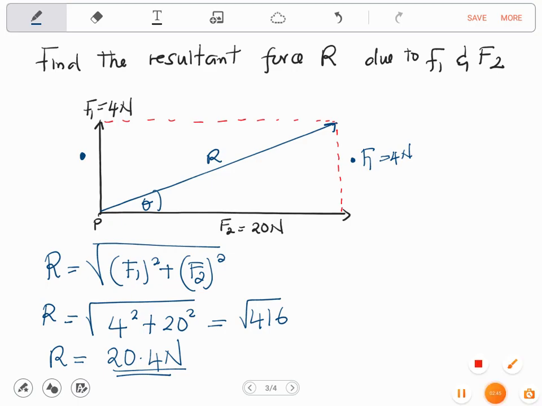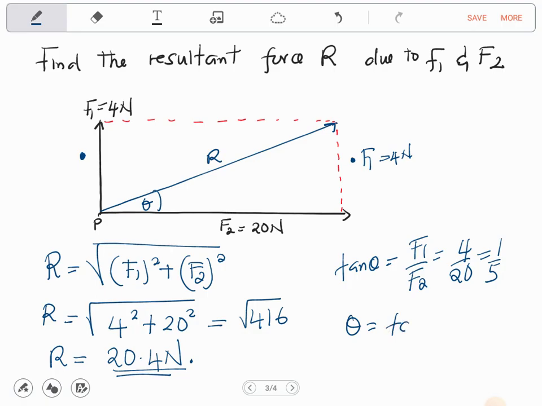Okay? Do you think the question is done? No, it's not done. Just because we found R, we need to find theta, the angle at which this resultant force acts. So we are going to use tan theta. So F1 over F2, which will be 4 over 20, which gives us 1 over 5. So how do we find theta now? We say theta is equal to tan inverse of 1 over 5. If you don't know how to punch tan inverse on the calculator, click shift, then tan. When you see the negative power on top, open brackets, punch 1 over 5, close, then punch equal sign. You should get something like 11 point something, like 11.3.